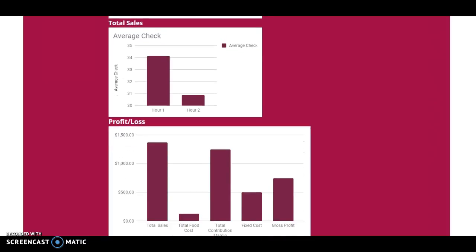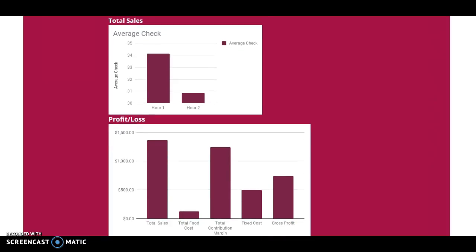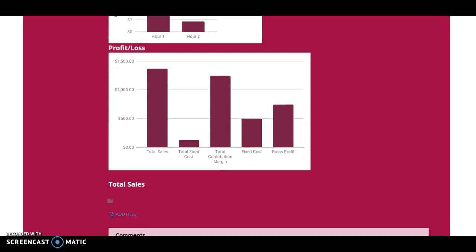For average check, in hour 1, it was higher than in hour 2. Hour 1 was just over $34, and in hour 2, it was just under $31. And then for the profit and loss, we definitely made a profit in day 1. Our fixed cost was $500, and our gross profit was about $750.